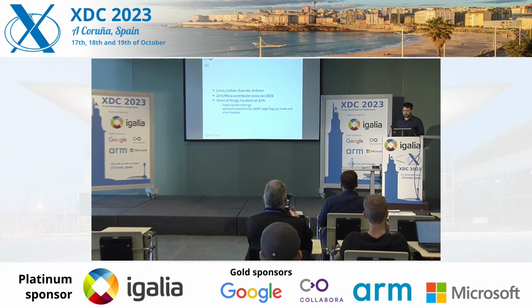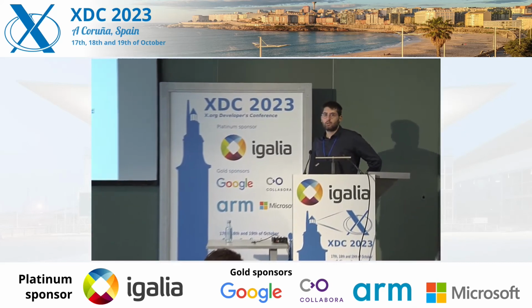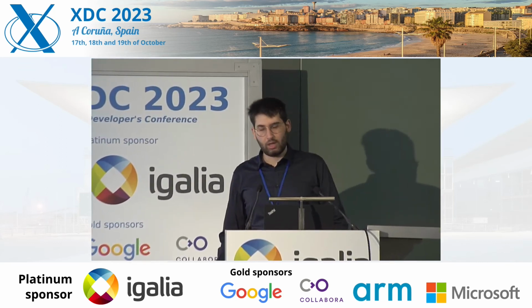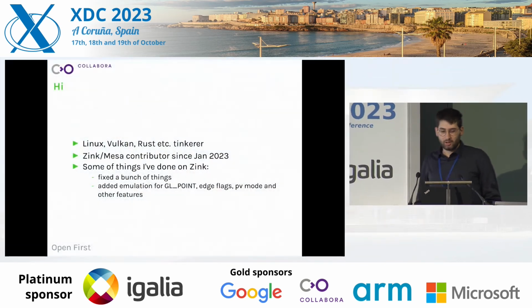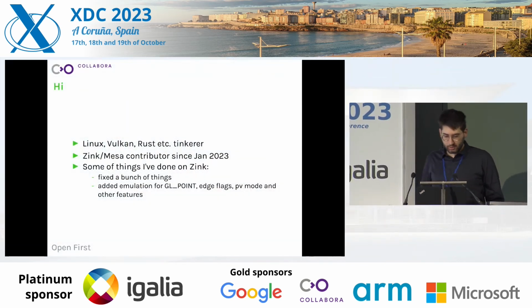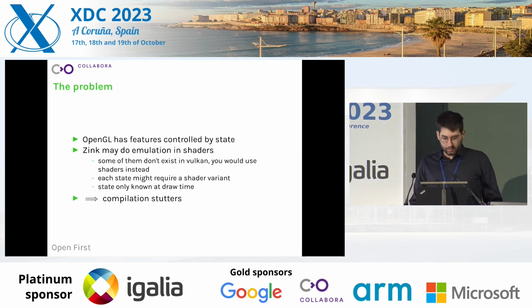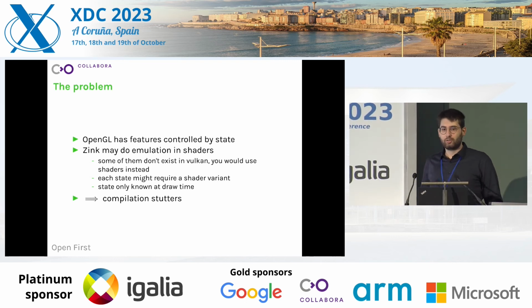I've been tinkering with Linux, Vulkan, Bash, etc. And since January, I've been doing work on Zink. So some of the things I've been doing are emulation for a bunch of legacy features, for example, GL point for Q2, or edge flags, broken vertex mode, and other features. And one of the things that I've been doing for a while now is Uber shaders to reduce stutters.